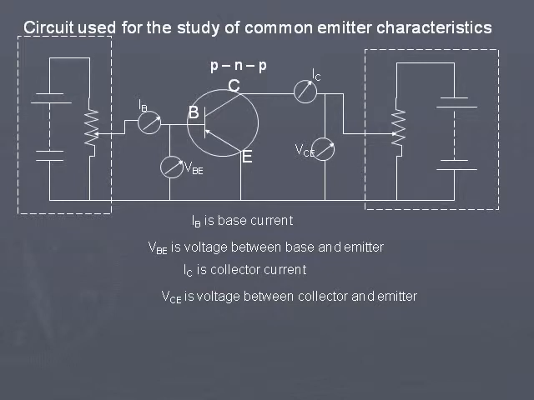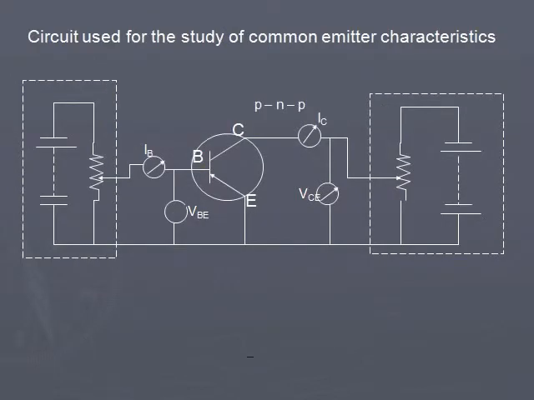Now, instead of using a constant source, we are using a variable source. That means we can change the voltage applied. The circuit in the rectangle indicated with dotted lines on the left side represents a variable voltage source which is used in input, that is between base and emitter.